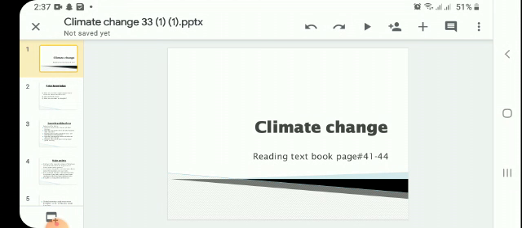My dear students, in our previous lesson, we have discussed climate change and the greenhouse effect. In today's lesson, we are going to read textbook pages 41, 42, 43, and 44.